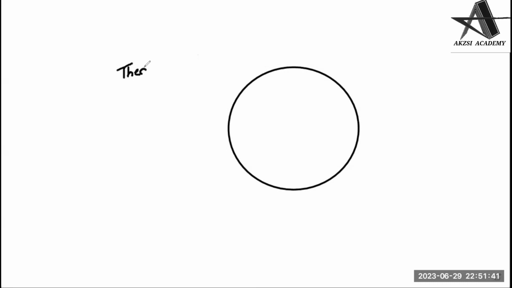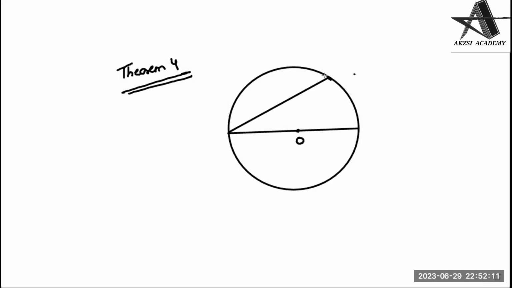This is theorem 4. Theorem 4 says the angle at the circumference in a semicircle is always a right angle. This is a semicircle. Obviously, if it's a semicircle, then this line is the diameter of your circle, and at the center will be the center of the circle. It says the angle at the circumference in a semicircle is a right angle. That means this angle subtended by the semicircle will be a right angle. So if I name A, B, C, this will be 90 degrees.